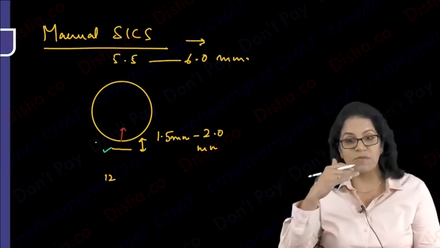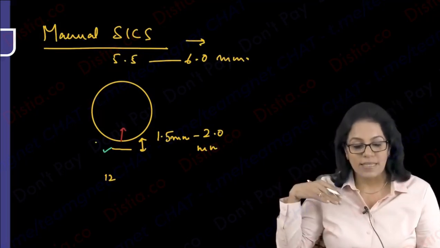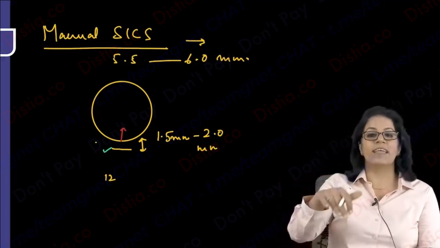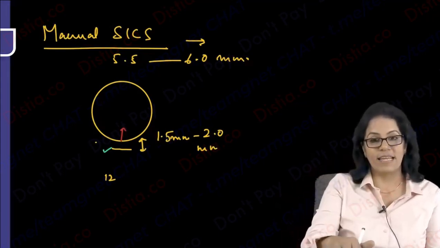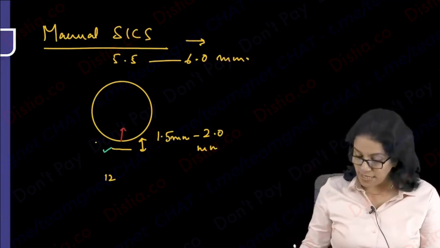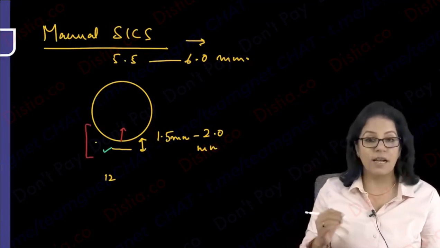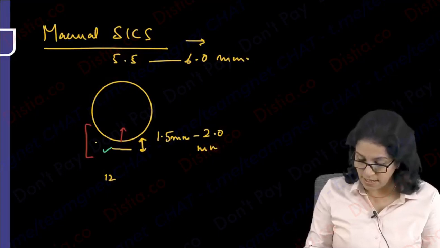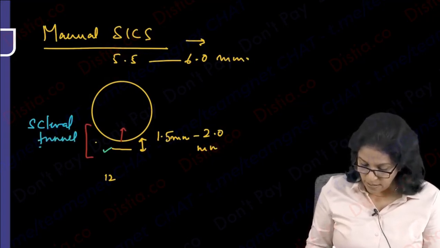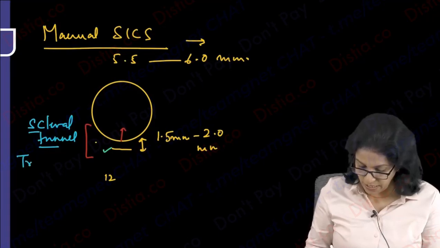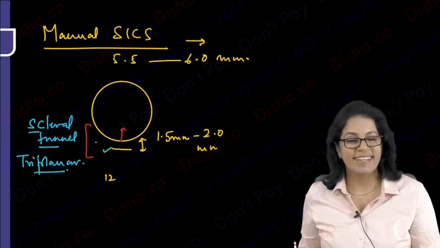My first plane was the first cut, then I dissected further, and then I was at the third plane, that is when I entered the anterior chamber. Please understand, because we are starting from the sclera, this is called scleral tunnel formation. And this scleral tunnel formation, we will understand, is a triplanar incision. That's why we call it triplanar. I just explained to you how.